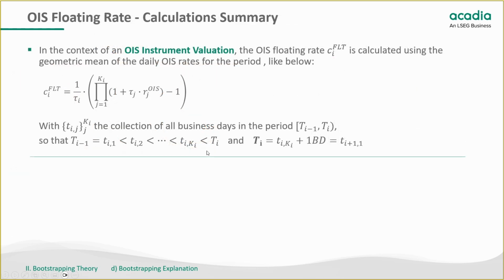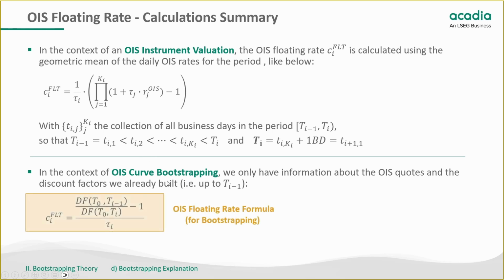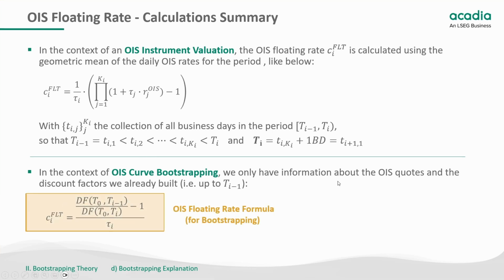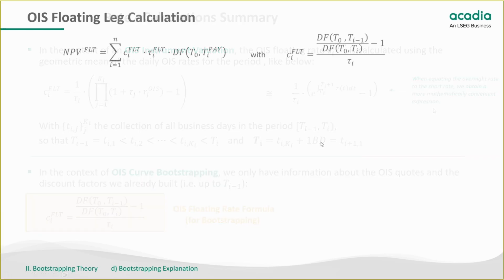So going back to our OIS floating rate calculation, we rewrite it this way. And just a small aparté, the floating rate can also be expressed this way when equating the overnight rates to the short rate, which is pretty convenient mathematically speaking. And this approximation is actually industry standard for representing daily compounding rates. And we are getting to the end of it, I promise. At that point, the NPV of the floating leg can be expressed this way.